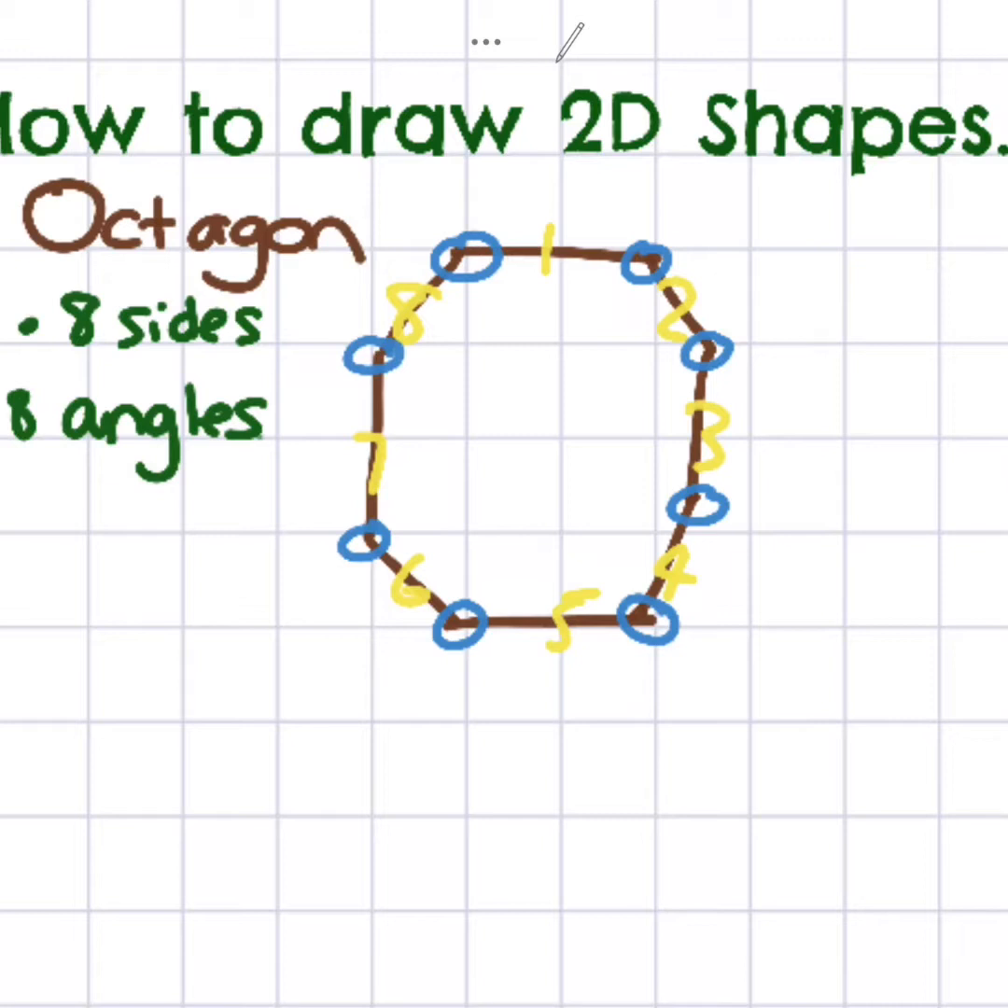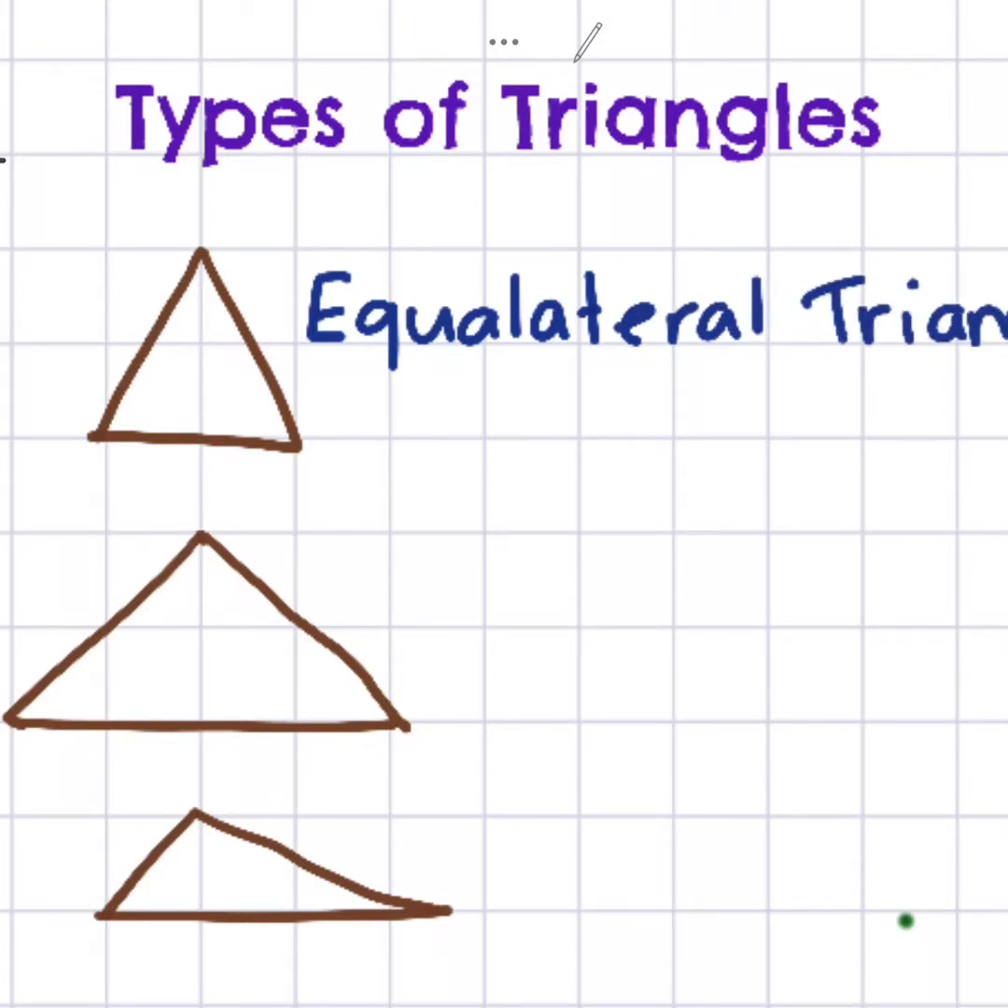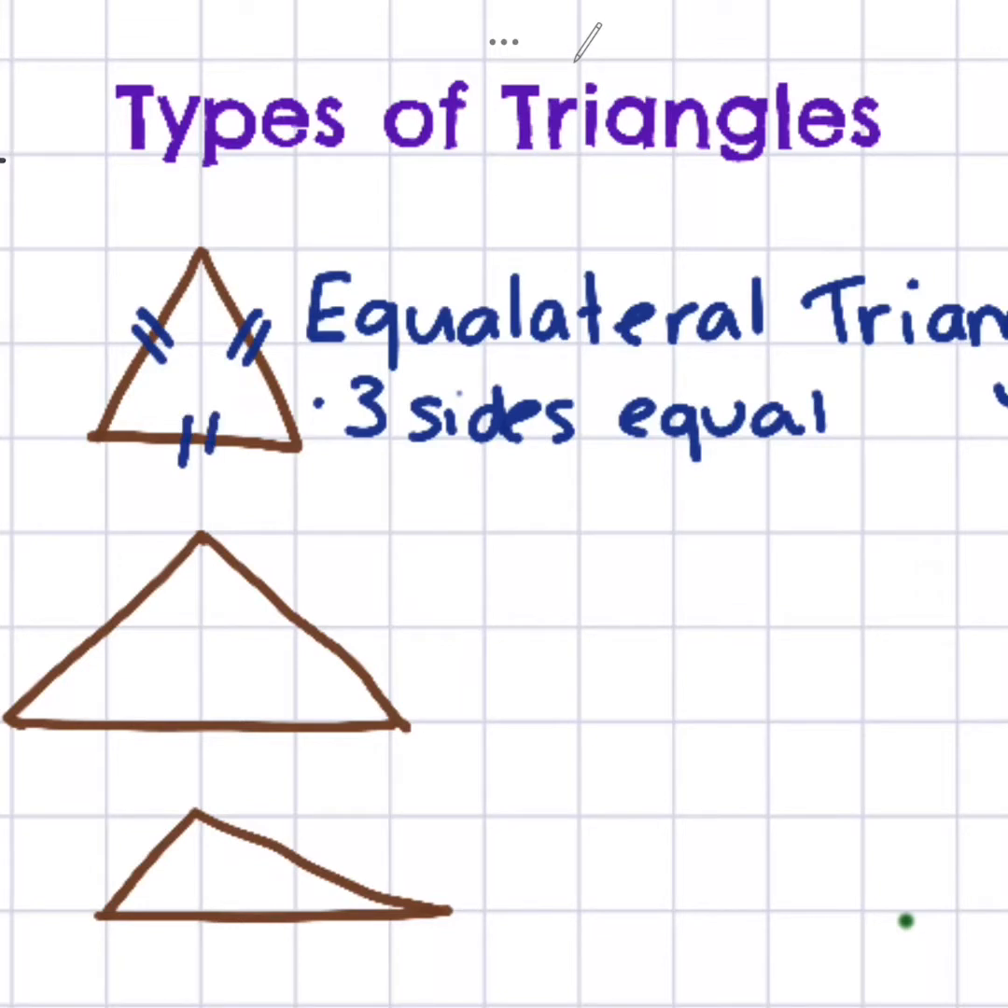Alrighty, next we're going to look at how to tell the different triangles apart. Alrighty guys, so the 3 main types of triangles I'll talk you through now are the equilateral triangle, a scalene triangle, and an isosceles triangle. Equilateral is the most common one people draw. It has 3 equal sides and 3 equal angles. We just use those markings to show equal.